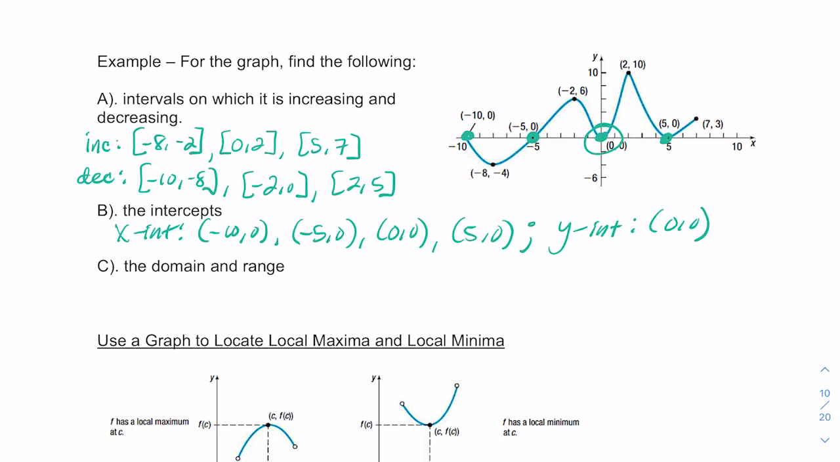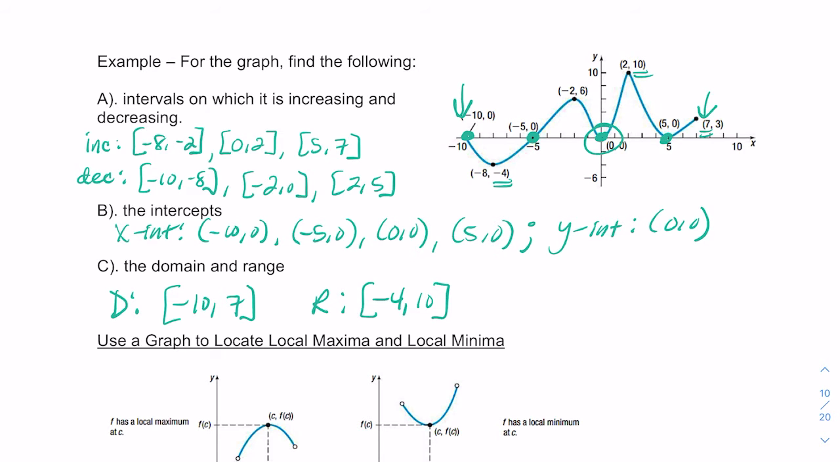Okay, what's my domain? So my domain would be from this x, -10, to this x, 7. And it's inclusive, right? Because they're closed circles. My range, again, is my lowest y to my highest y. So my lowest y is -4. My highest is 10. Again, inclusive because you have closed circles.